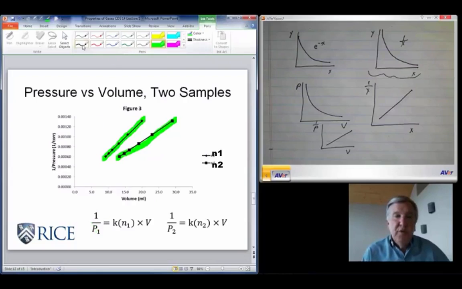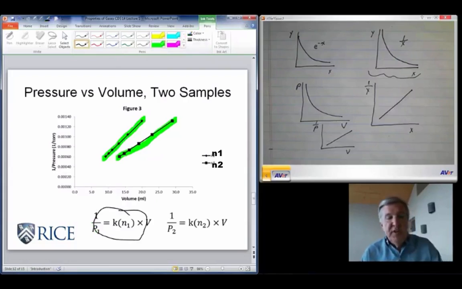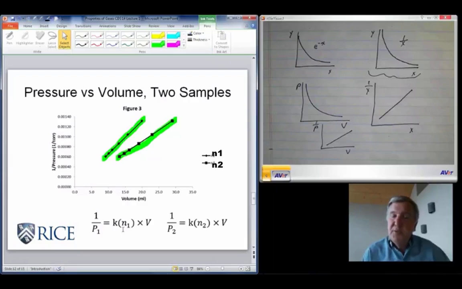What that means is, as we observed before, remember, 1 over the pressure is proportional to the volume, and the proportionality constant then is the proportionality constant for N1. And 1 over the pressure 2, corresponding to the second sample of the gas, is proportional to the volume as well, and the proportionality constant is a function of N2, the sample that we took secondly.